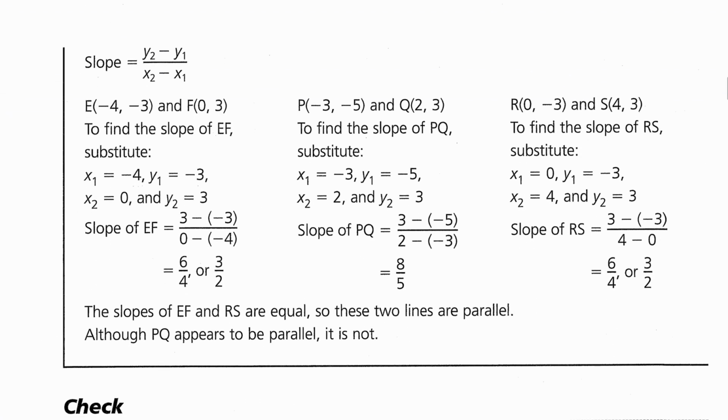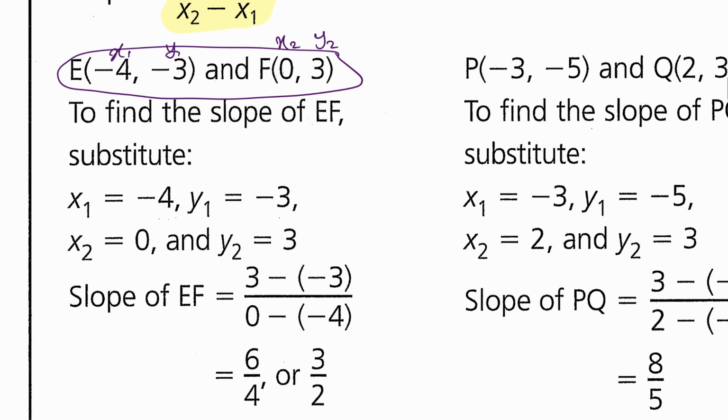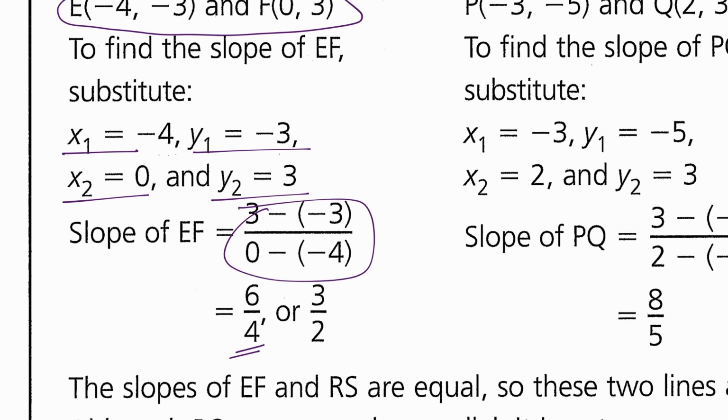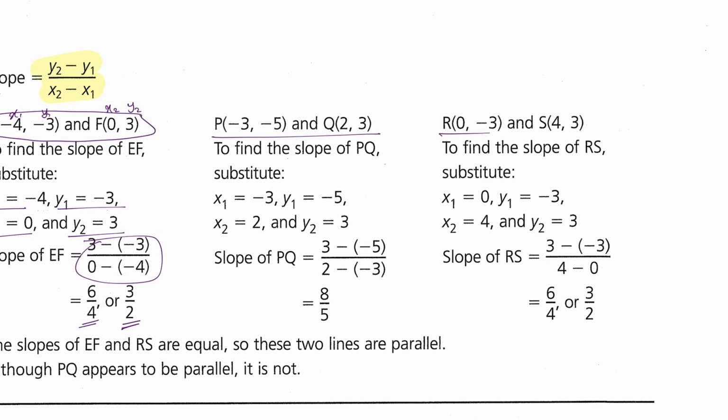So we have to calculate the slope of each coordinate pair. We have already learned this method in the last section. So use this formula. Rewrite the terms x1, y1, x2, y2 and substitute the terms over here. And if it is a fraction, make sure that you write the simplest form of the equivalent fraction. Repeat the same step for the remaining pairs of coordinates, PQ and RS.